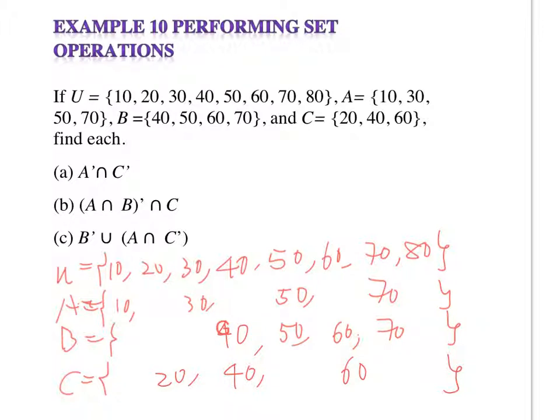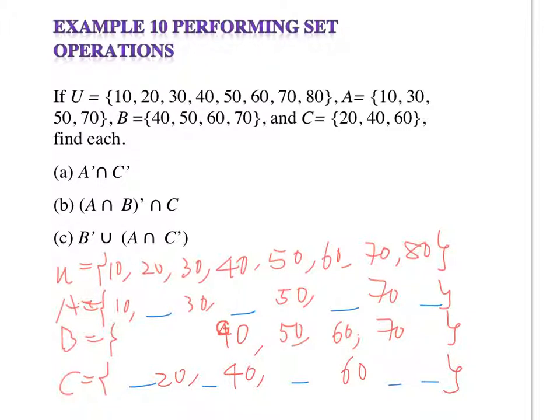That's it. So notice in this example, I have to find A prime intersect C prime. But in order to do that, I first find A complement. Whatever is not in A, but in the universal set, is A complement. So it's 20, 40, 60, 80. C complement is 10, 30, 50, 70, and 80.